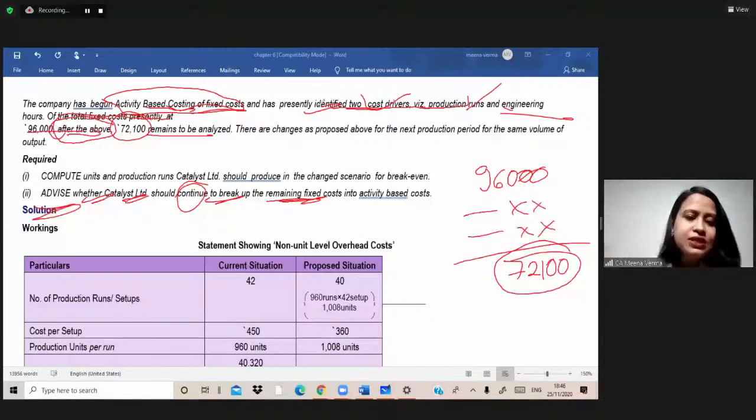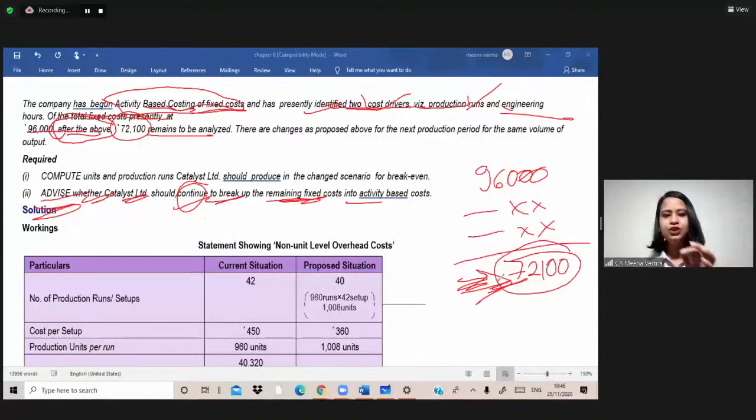So they are asking you whether the company should break up the remaining fixed cost further on the basis of cost drivers, meaning activity-based costing. Tell me yes or no and give me the reason why the company should break it further, or why the company should not break it further. Whatever is your answer, if yes, then why? If no, then why? Give me the answer quickly. I'm waiting for you to give me the answer.